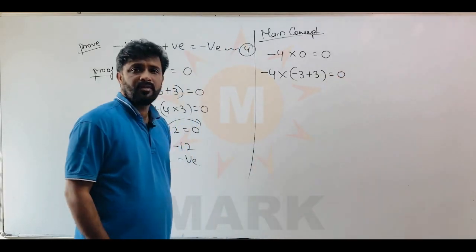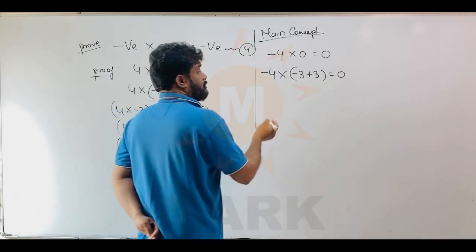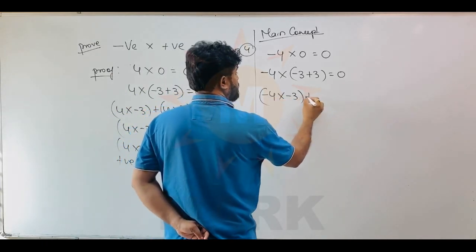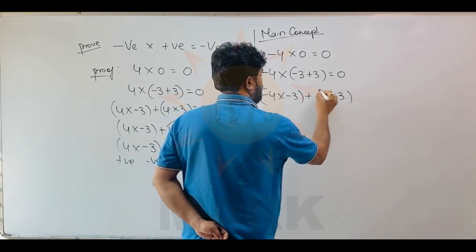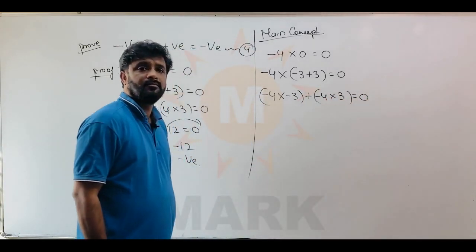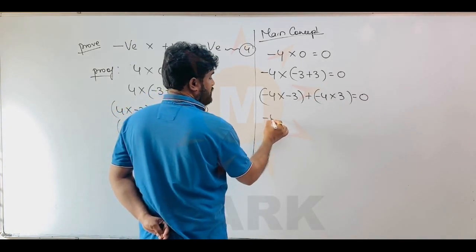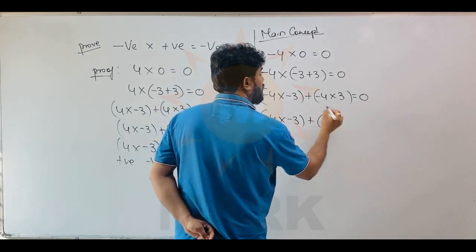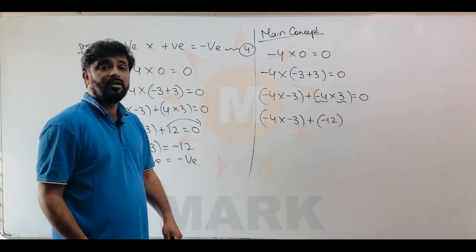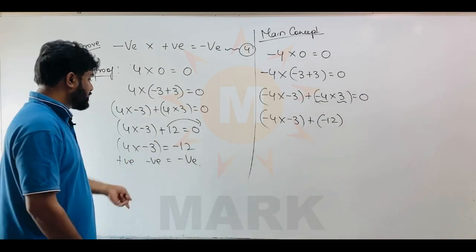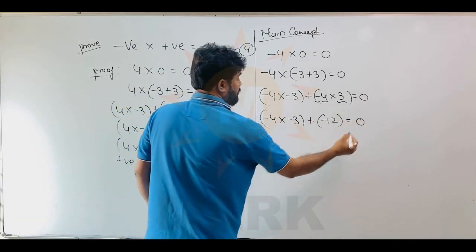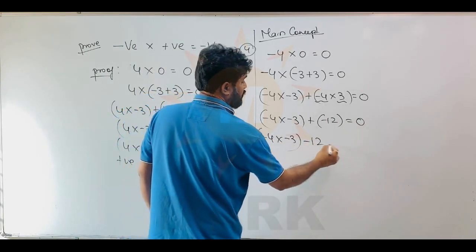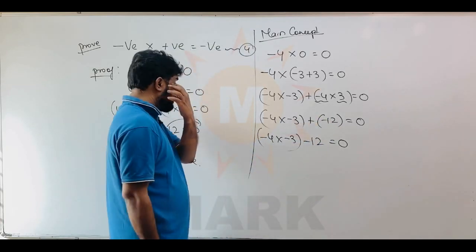Yes, that is correct. Now coming to the distributive law. So I can write this as minus 4 into minus 3 plus minus 4 into 3 is equal to 0. Yes, my dear friends, if I write this, minus 4 into minus 3 plus of minus 12, because negative into positive number is equal to negative number. We just now proved this. So is equal to 0. So now I can write this as minus 4 into minus 3 minus 12 is equal to 0, because plus into minus is equal to minus.